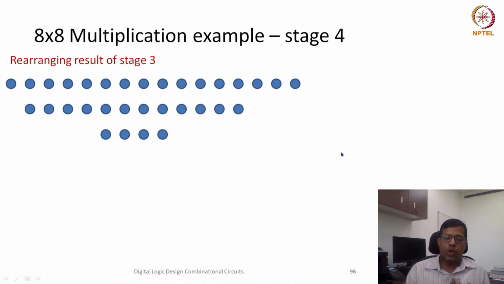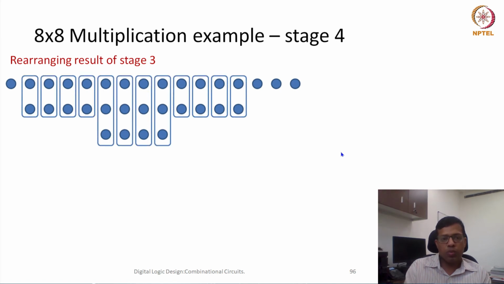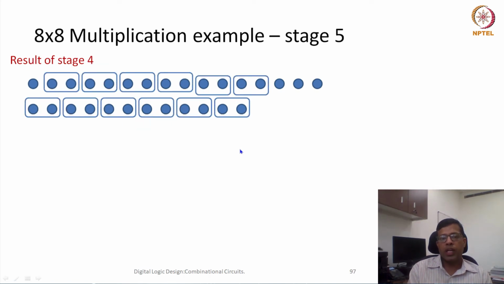So what you are observing is that there are multiple stages, we are doing multiple additions, and after each addition some rows are getting eliminated. Okay, so after this stage 4, again we can go ahead and perform these additions. We can form groups wherever we can. So after forming additions, now these 3 rows have been converted into 2 rows. This is the result of stage 4.